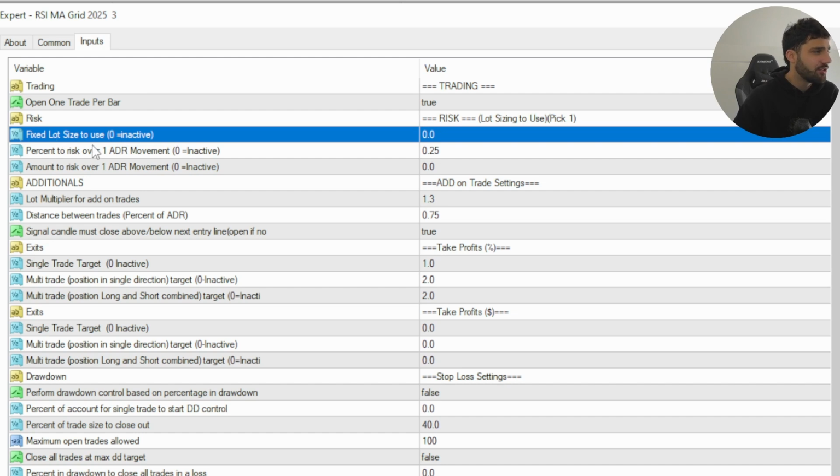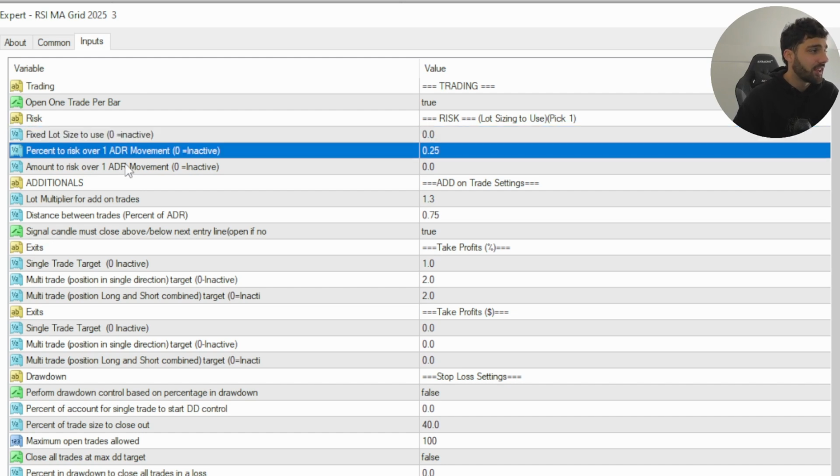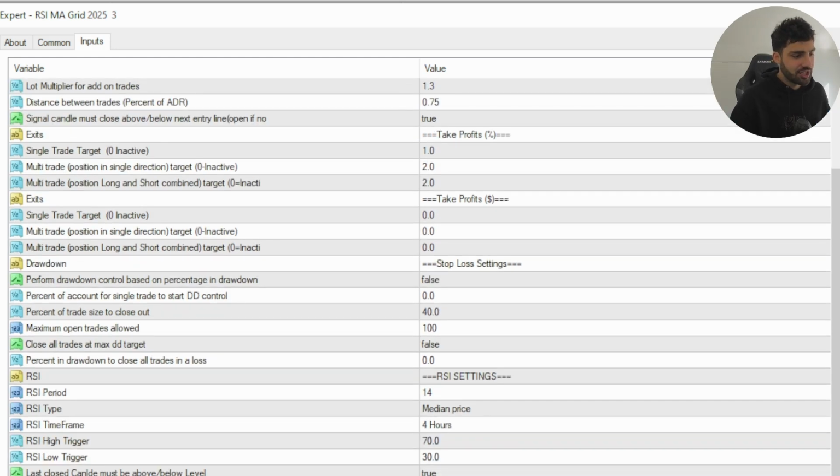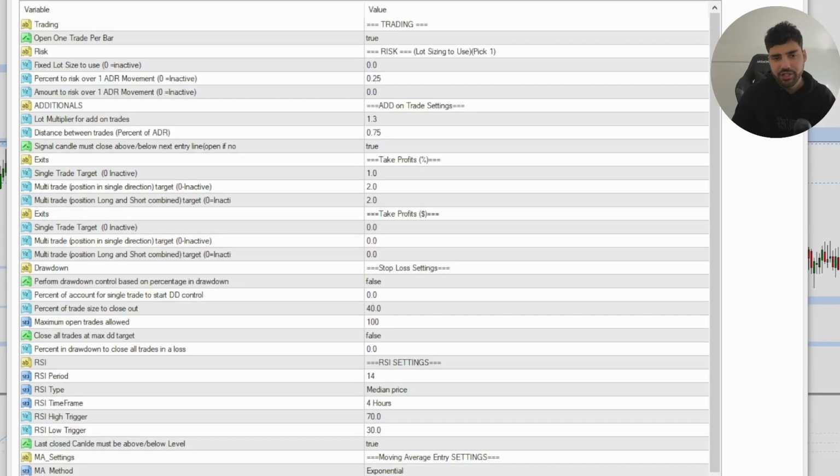So we can either choose a fixed lot size, a percent to risk over one average daily range of movement, or a dollar amount to risk over an average daily range of movement. As I said before, the average daily range calculations are found below. Next up, since we're averaging into these positions, we have to have our add-on trade settings. Our first setting is the lot multiplier, which will gradually increase our lot size per position added. I've covered this in other videos.